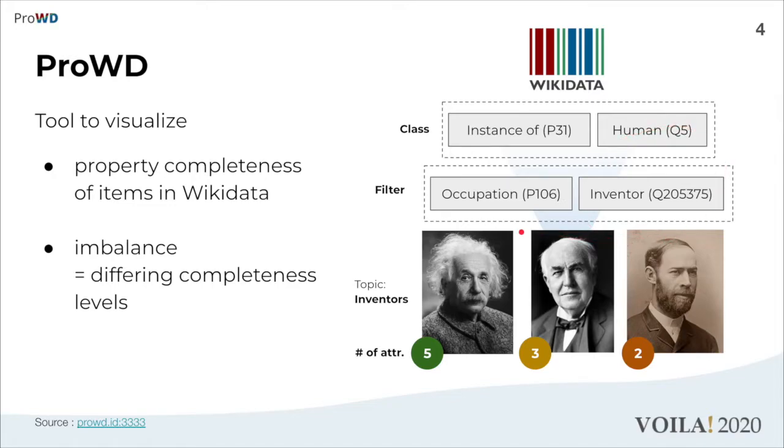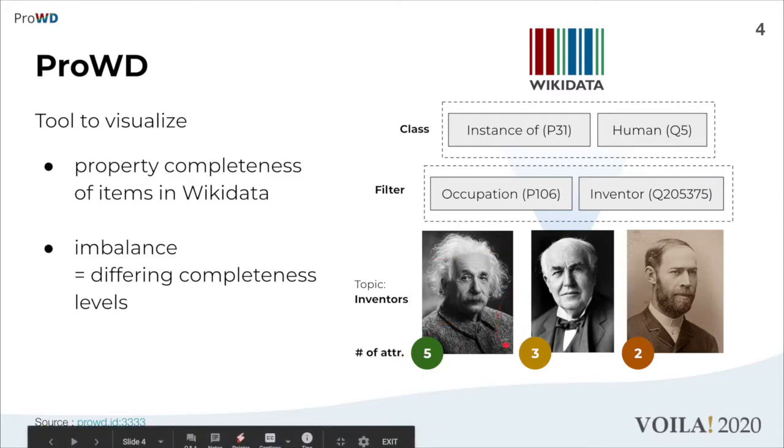Then as an example here, maybe we choose 5 properties that are relevant to our search. Then PROUD will visualize how all these humans with the occupation of inventor in Wikidata own those 5 properties. Here we can see that one inventor has all 5, while others not so much. And from that, we can see the imbalance that exists between all of these inventors based on the level of property completeness.